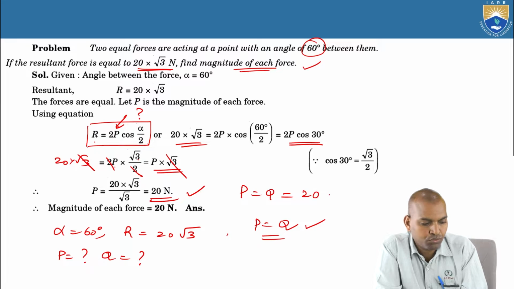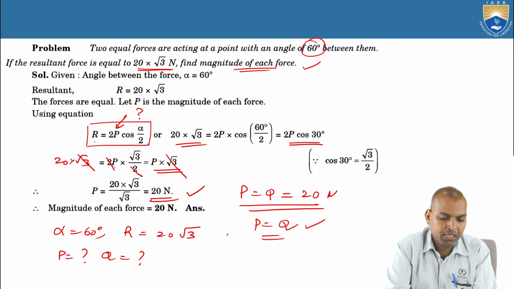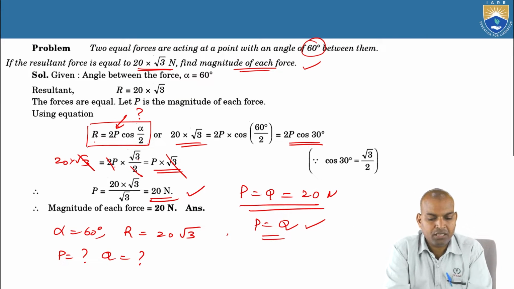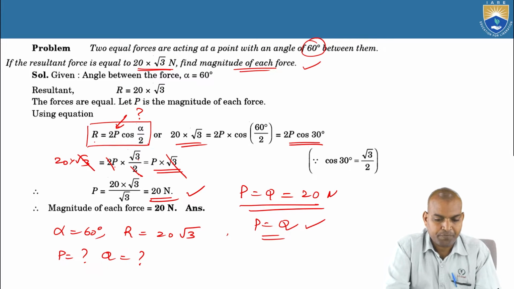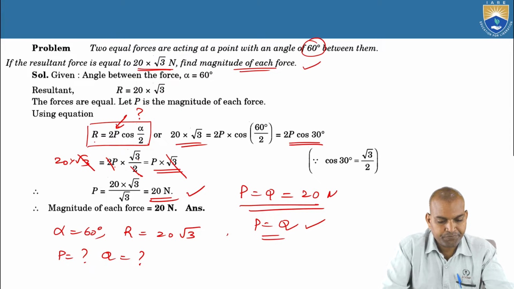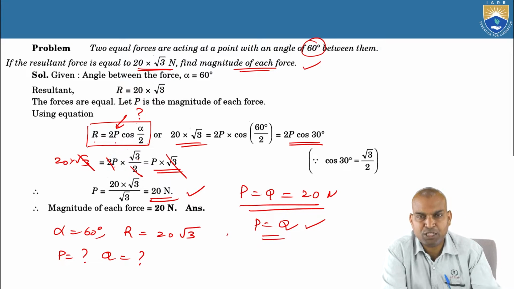P equal to Q equal to 20 newtons. Alright, this is one of the methods. What is another method? If we know the formula, the direct expression for this case study, we substitute here.